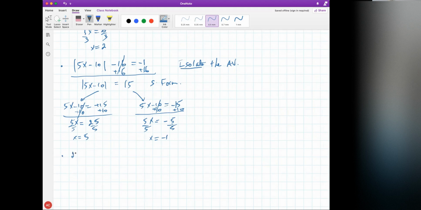Let's say maybe 2 times absolute value of x plus 1, plus 11, equals maybe 1 or 3, doesn't matter.